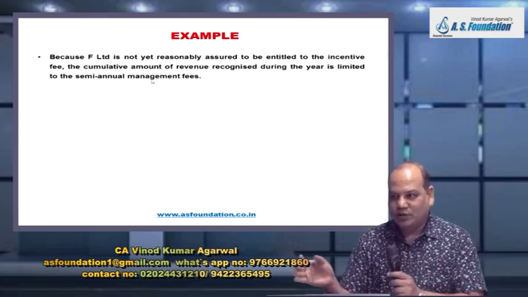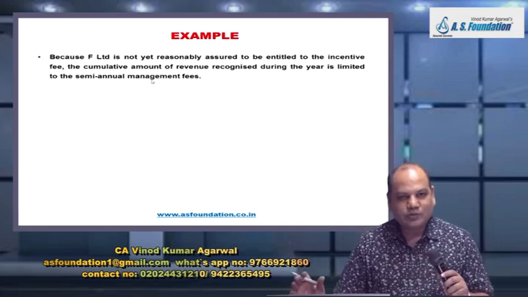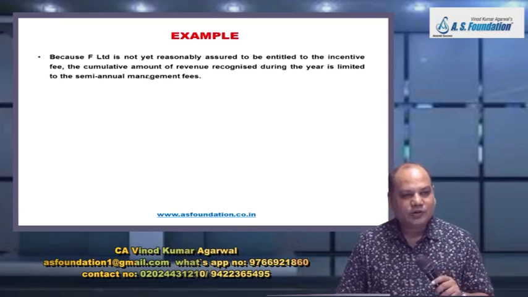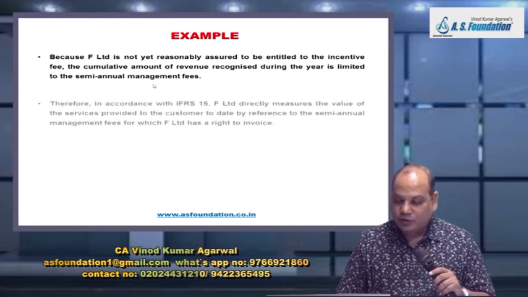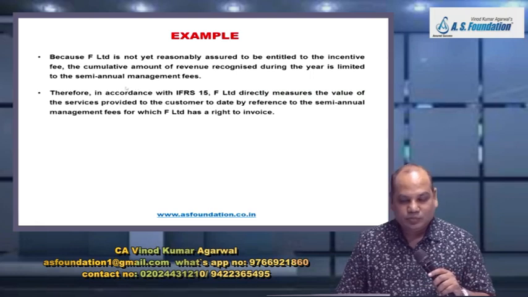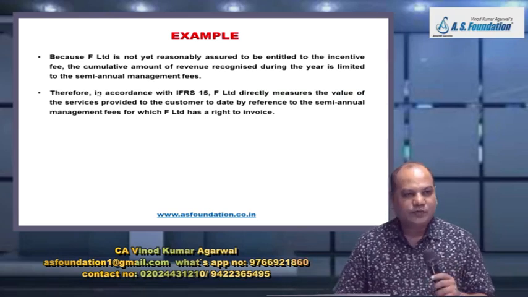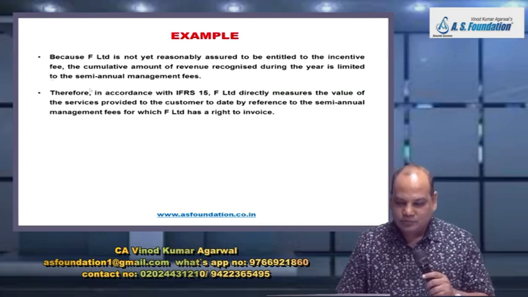Every 6 months you will check what is the AUM, asset under management, and whatever is the percentage you have agreed, you can recognize. Because there is no difficulty in estimating the transaction price and there is no uncertainty about the consideration. But with respect to the other one, because of uncertainty involved in the outcome of the contract and in the consideration amount, we will have to wait for a year. At the end of the year, only if you have generated excess return, then recognize revenue.